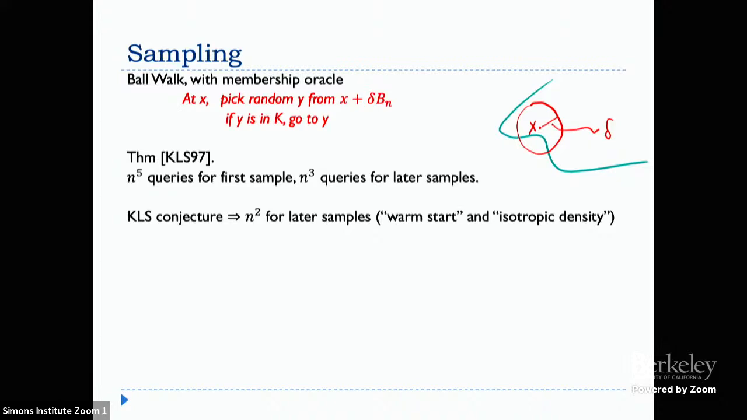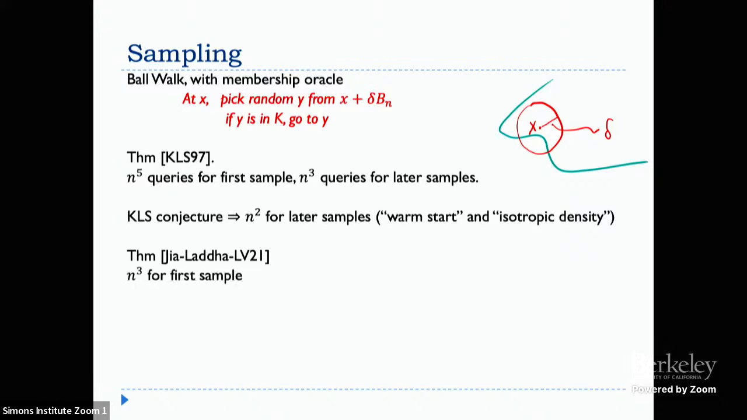Later samples, what does that mean? That means that you basically have a very good start. So you have what's called a warm start. Your distribution is pretty close to what you want to sample from. So that's one. And the second one is that the density is isotropic. So the covariance matrix is the identity. It's not arbitrarily skewed.